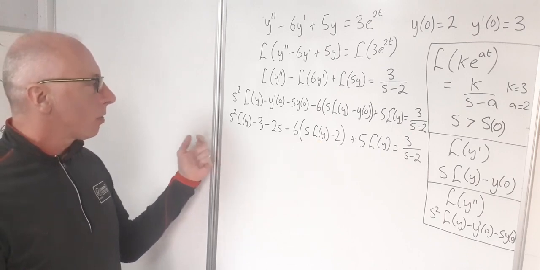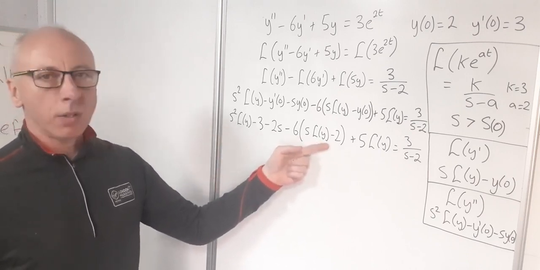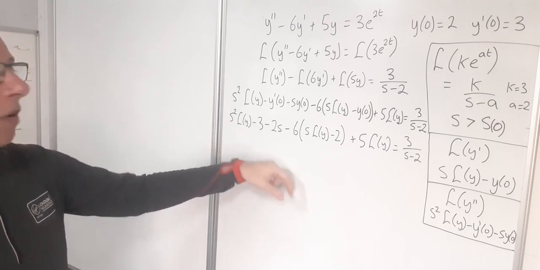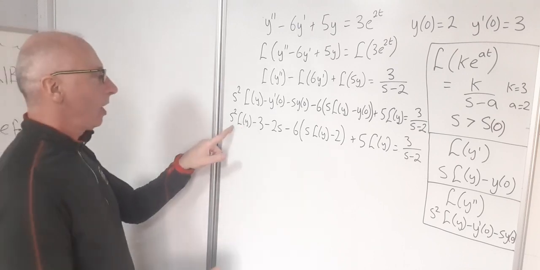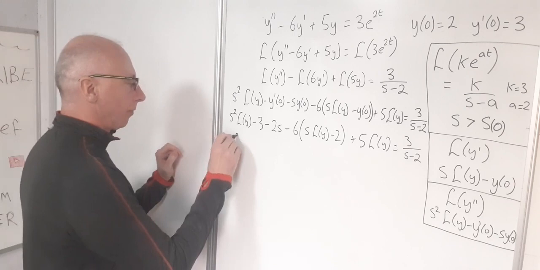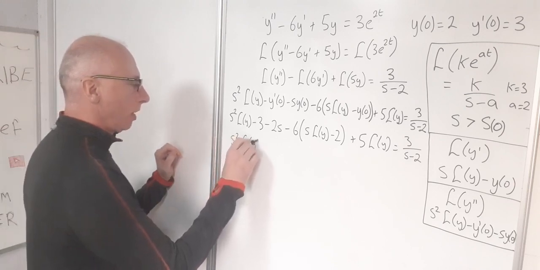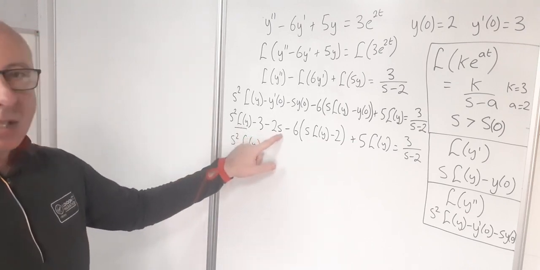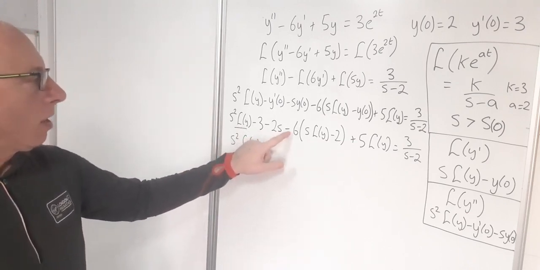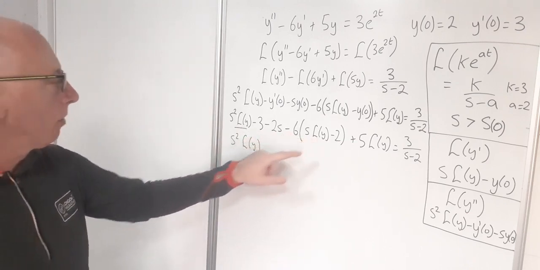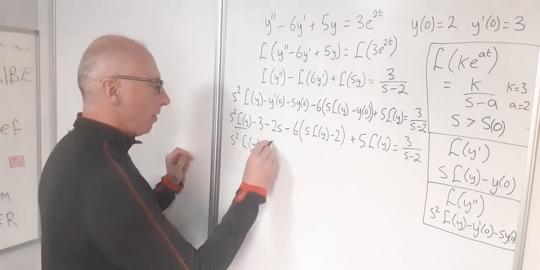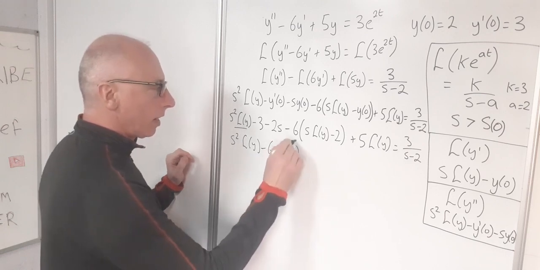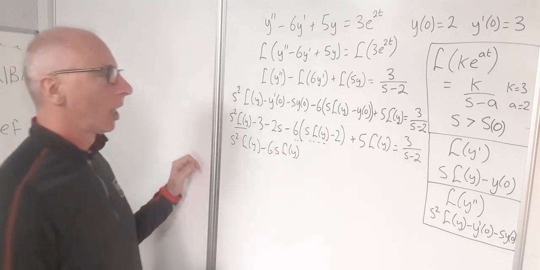So now what I'm going to do is try and expand everything out, including the stuff in this bracket. So let's put everything with the Laplace of y on this side if we can. So here I've got s squared Laplace of y. So let's leave that one there, that's taken care of. I'm going to come back to these in a moment. So here I've got minus 6s Laplace of y. So let's put that over here. So minus 6s Laplace of y. So that takes care of that one.